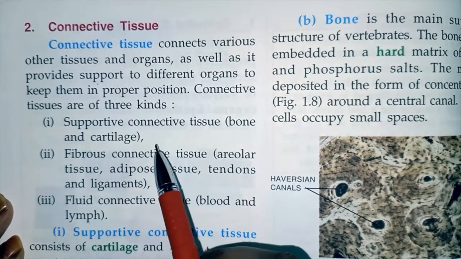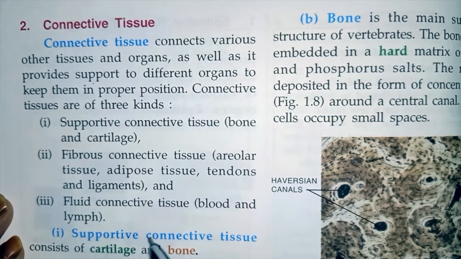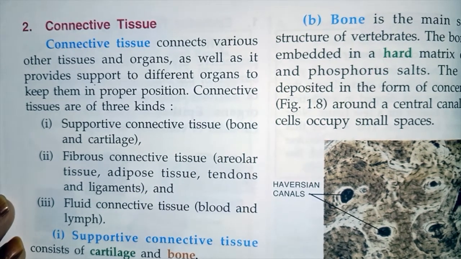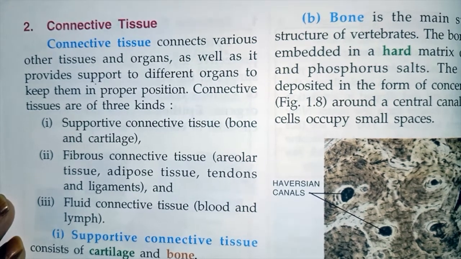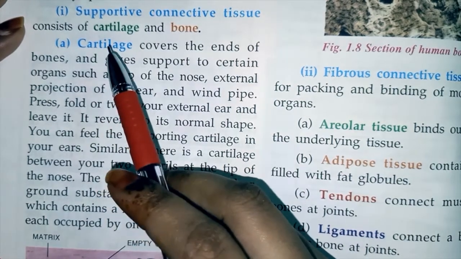Number 1 is supportive connective tissue, number 2 is fibrous connective tissue, and number 3 is fluid connective tissue. Now we are going to read about the first one, that is supportive connective tissue. Supporting connective tissues consist of cartilage and bone.